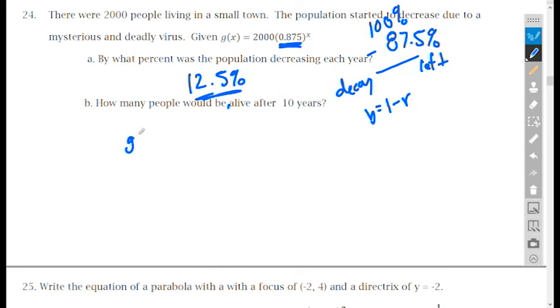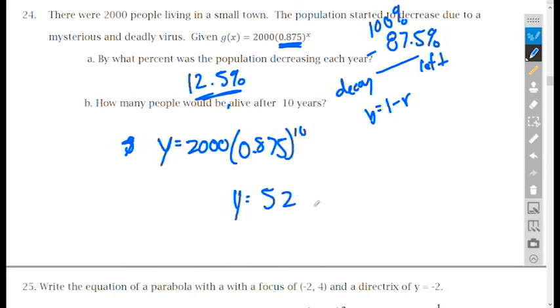Okay, so that's just a matter of plugging in 10 into the equation. So 0.875 to the 10th power multiplied by 2,000. So 0.875 to the 10th power, and then multiply that by 2,000. So there will be 526 people approximately after 10 years. Not a lot.